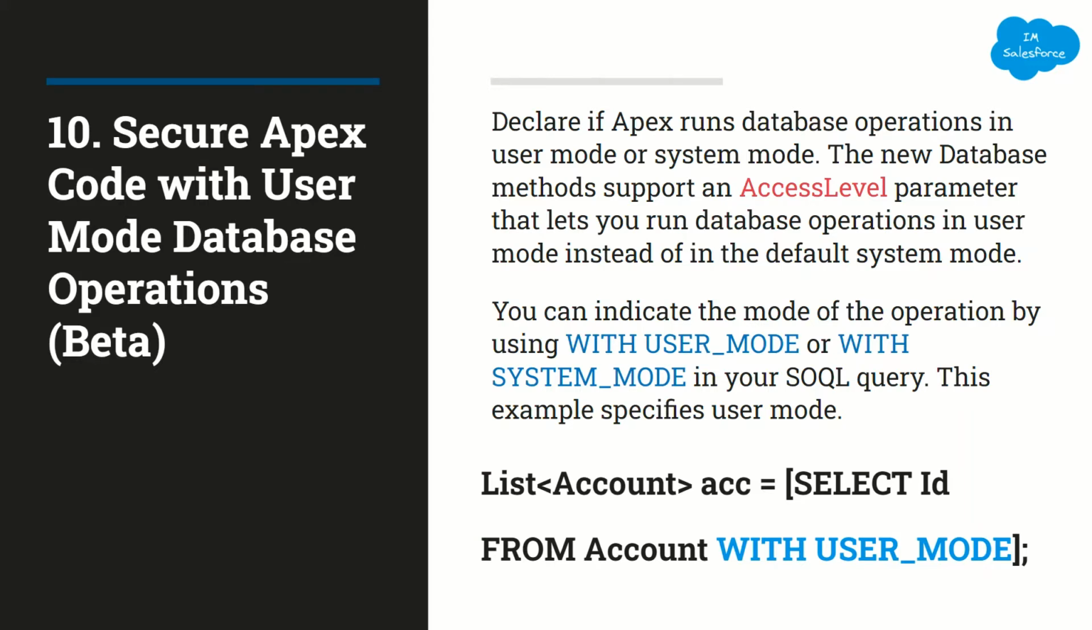Now secure Apex code with user mode database operations. Now in the SOQL you can add two things, like with user mode or with system mode. In user mode, it will respect all the sharing rules that a user has, or that an object has. And in system mode, you have access to all the records.